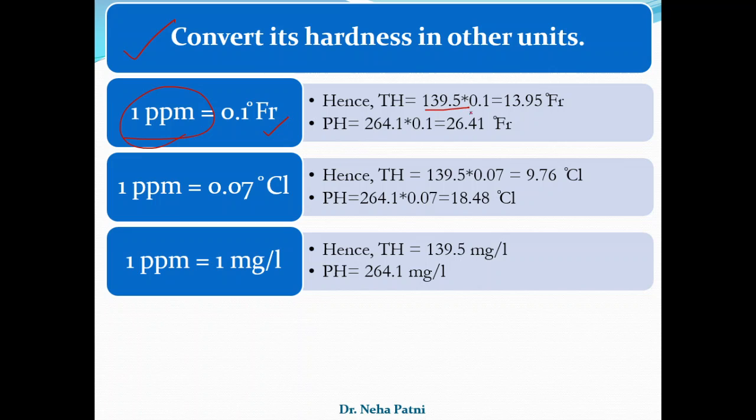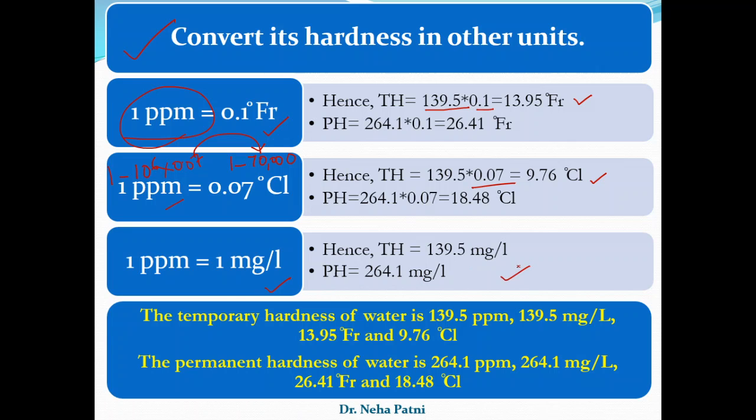So obviously whatever hardness you have, you multiply it with the factor and you convert it into degree French. Similarly, 1 ppm is 1 part in 10 to the power 6 parts of water. One part of hardness dissolved in 10 to the power 6 parts, while degree Clark was one part dissolved in 70,000 parts of water. So obviously you have to multiply this with 0.07 in order to convert it into degree Clark. So the factor here is 0.07. I hope you remember that 1 ppm is equal to 1 milligram per liter. So that is how the answer is.